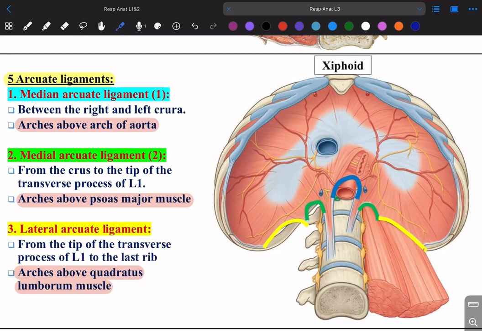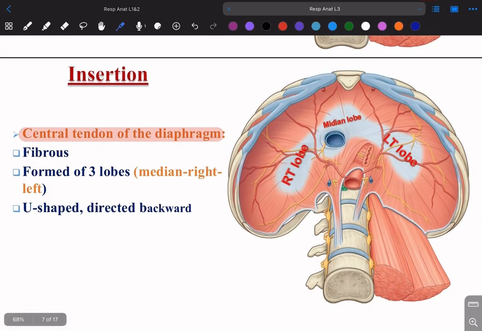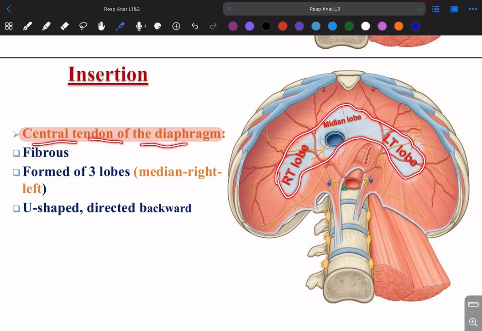Okay, we're done with the origin. Now let's go to the insertion. For the insertion, everything is inserted in one place, known as the central tendon of the diaphragm. This is the one in blue. This is the central tendon of the diaphragm.